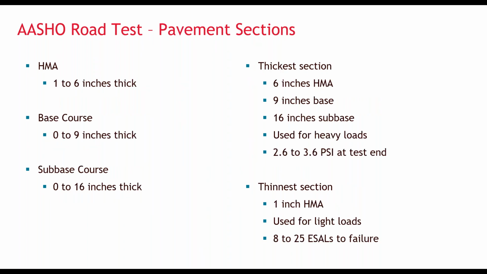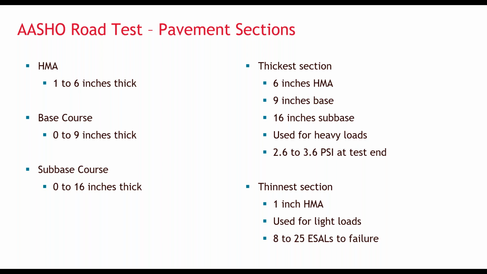The sections tested ranged in thickness as shown here. The asphalt layers range from 1 to 6 inches, the base course ranged from 0 to 9 inches thick, and the subbase ranged from 0 up to 16 inches. The thickest section tested was 6/9/16 inches of subbase, which they tested using the heaviest trucks they had, while the thinnest section they tested was 1 inch of hot mix asphalt directly on the subgrade.